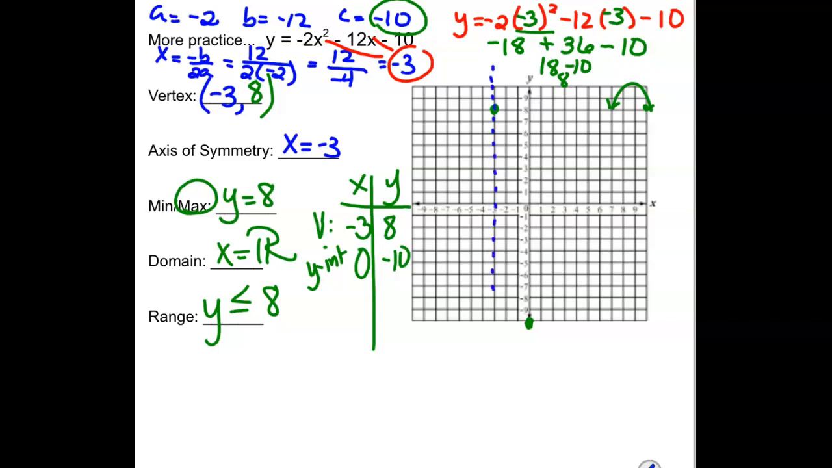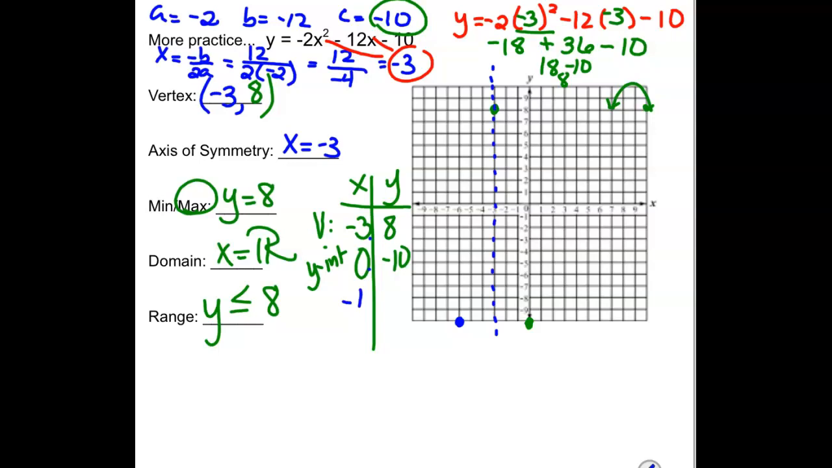My line of symmetry, I can reflect or mirror that y-intercept across my line, and I have a point there. But I still should find one other point to fill this in. So we do have some space between our negative 3 and 0. We could use negative 1 or negative 2. It wouldn't matter which one we plug in.